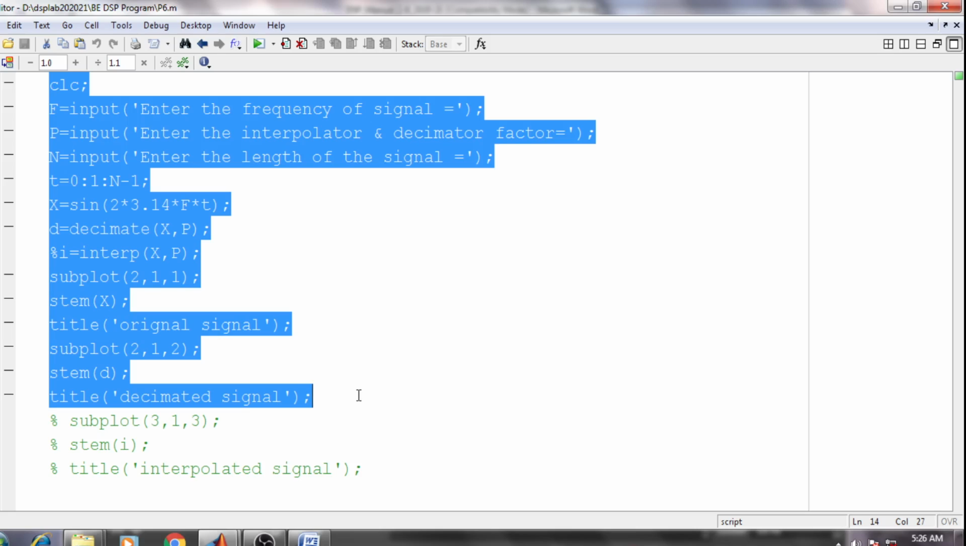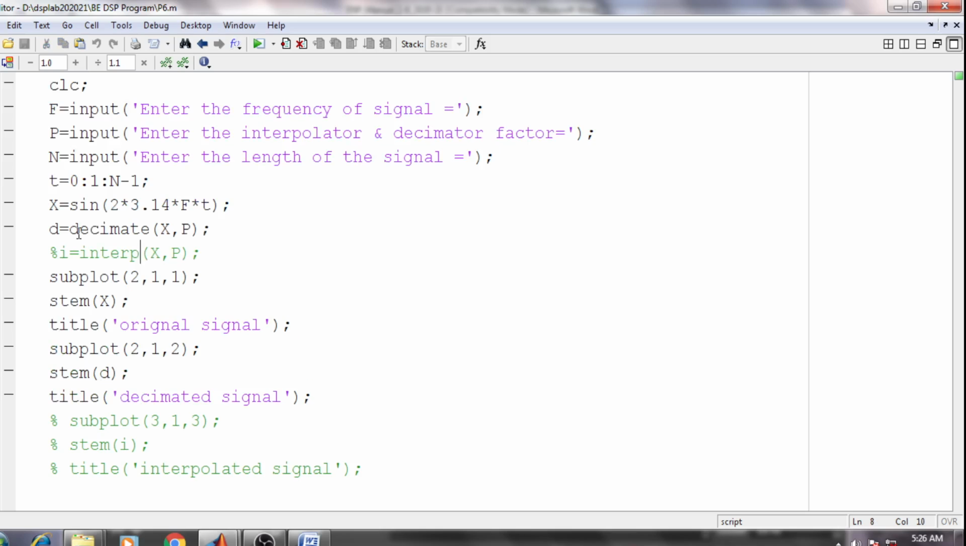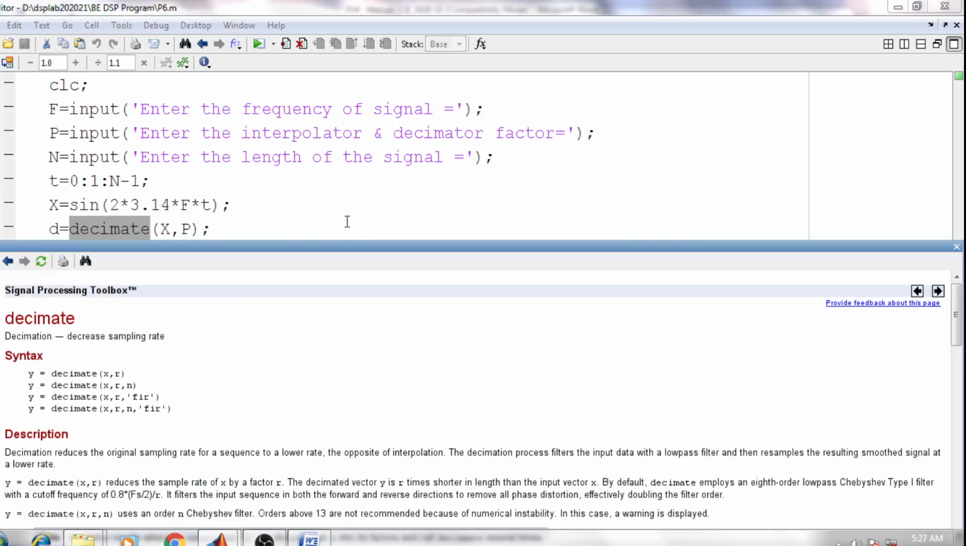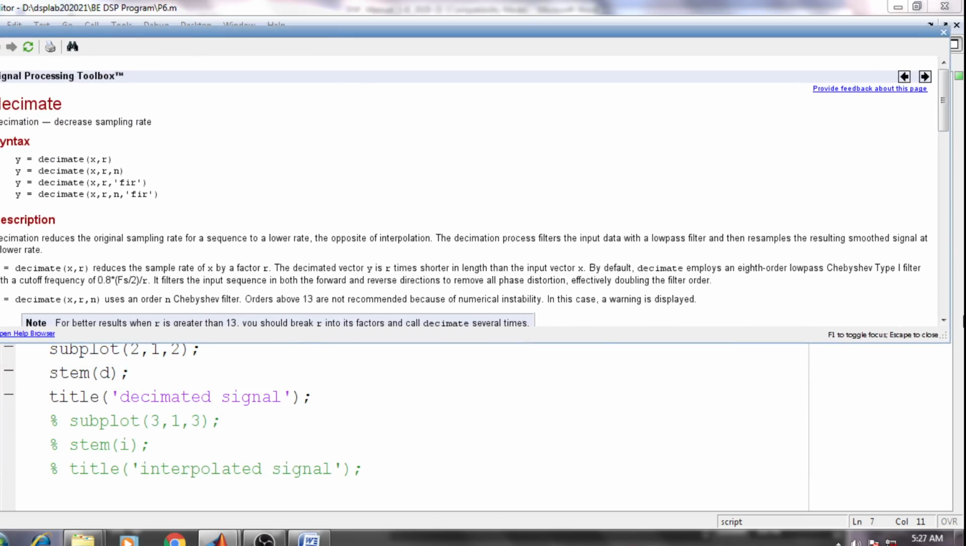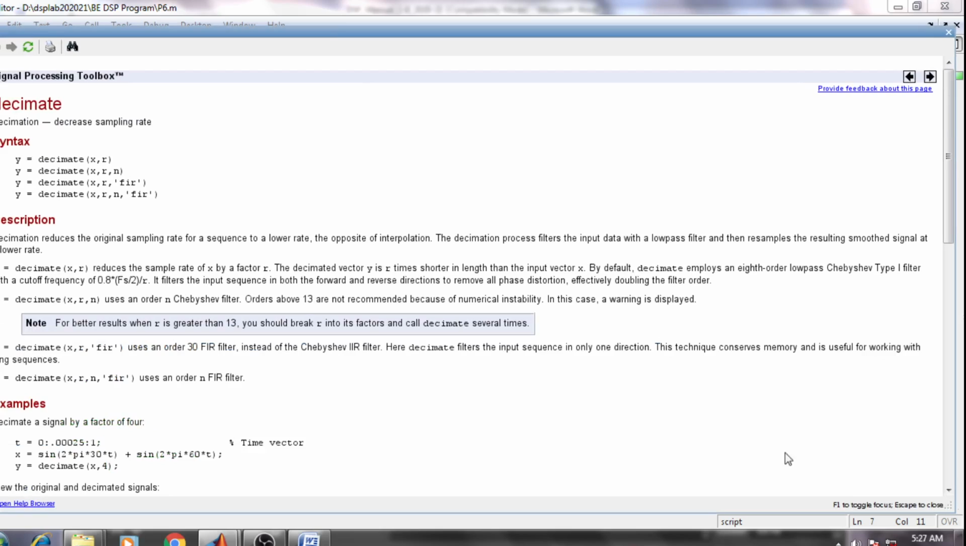That value is passed to this decimate function. In our MATLAB, the decimate function is there, and it demands two parameters, that is x and r. So we go over that decimate function. The decimate function looks like this. Here I just maximize this.